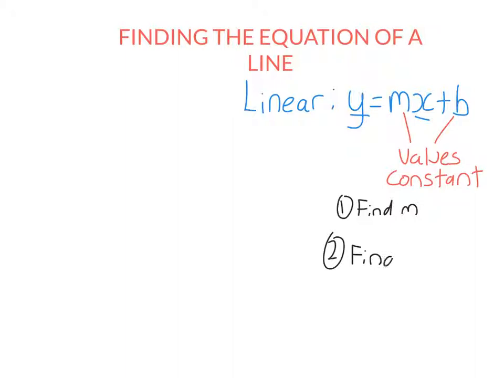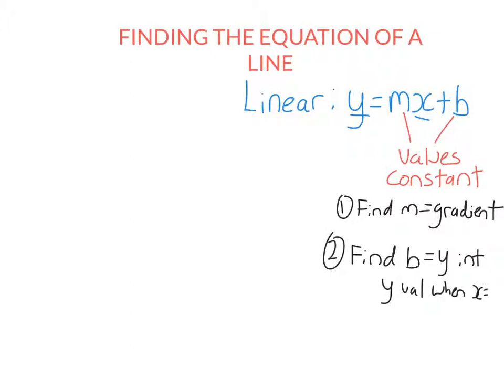I told you in the last video what these actually meant. m is the gradient. It's the amount by which y values increase or decrease each time x values go up by 1. And b is the y-intercept, which remember is the y value when x equals 0. It's where the line hits the y-axis. That's why it's called y-intercept.